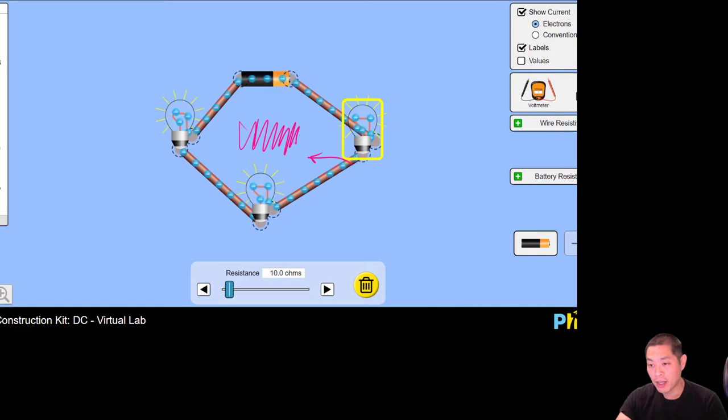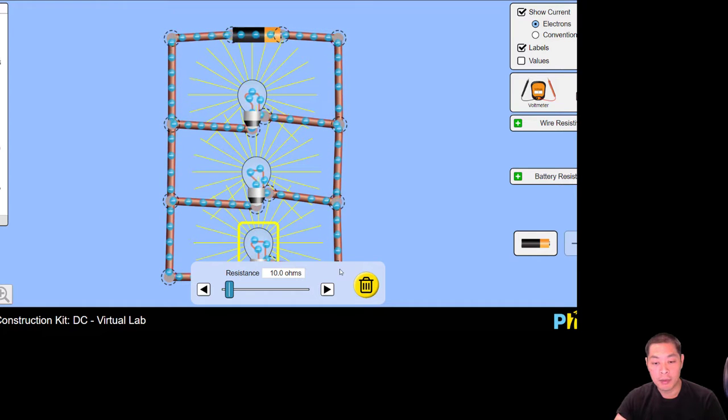So here we have the FET. I already created two circuits. This one's in series because you have one pathway. Electrons have to go through all three light bulbs. This one you have three choices, and I can make this even more obvious.